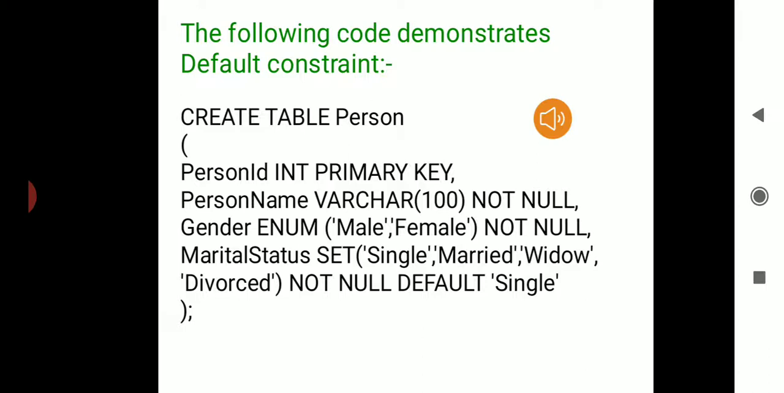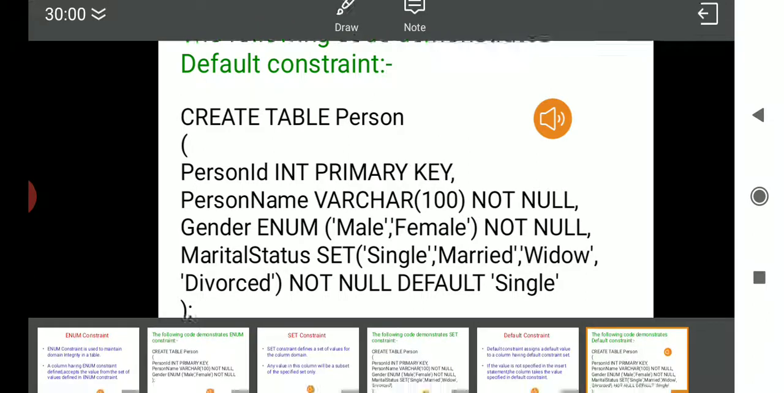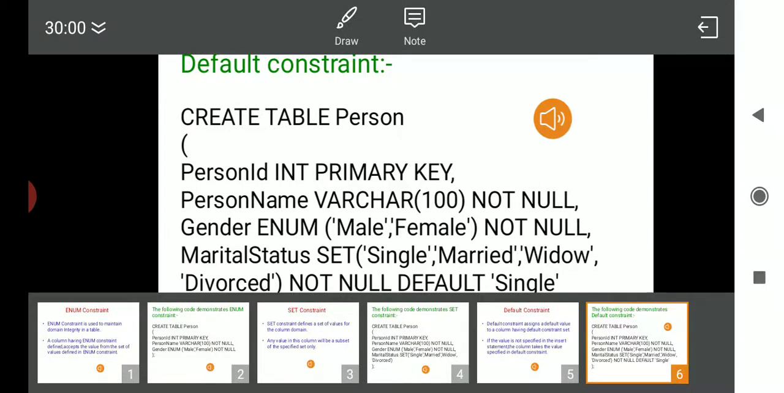That means if the user does not select any value from the domain of the set constraint, then it will select the default value called single for the column called marital status. In this way, if no value is specified for the column marital status, it will choose the default value called single. That's all about this default constraint.